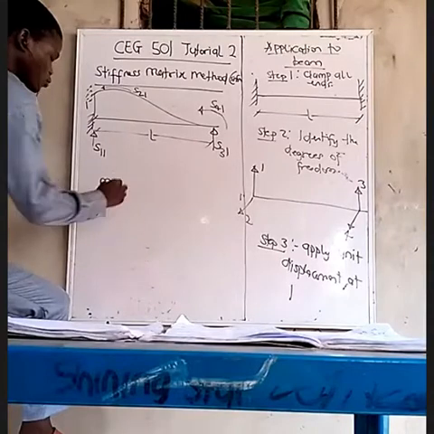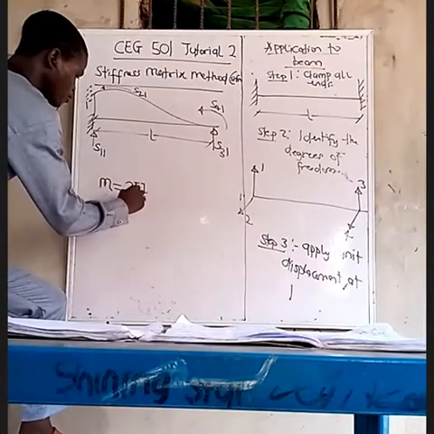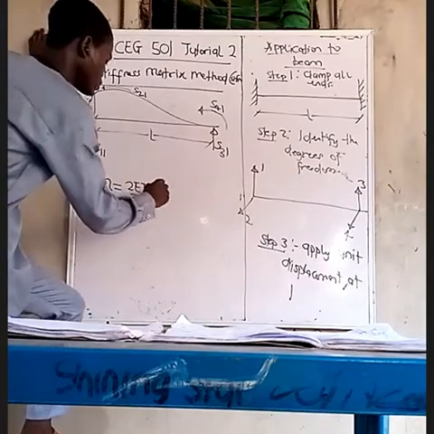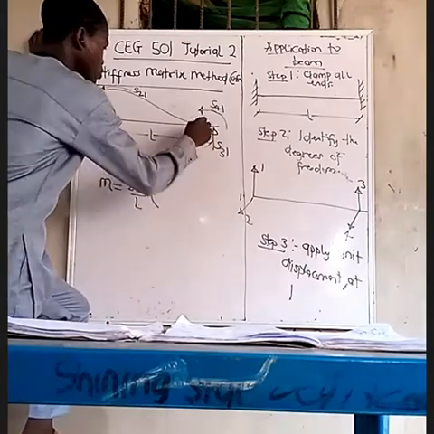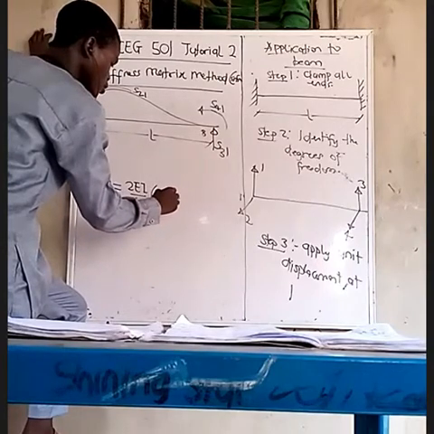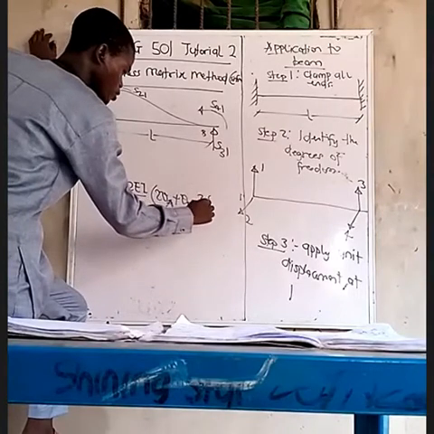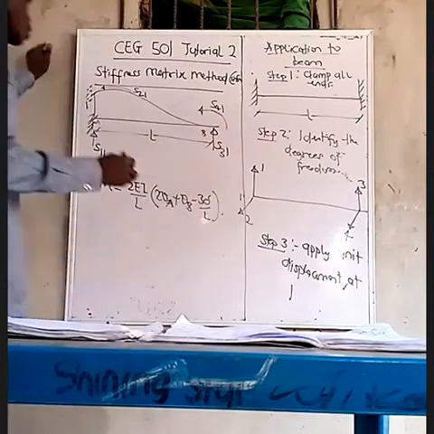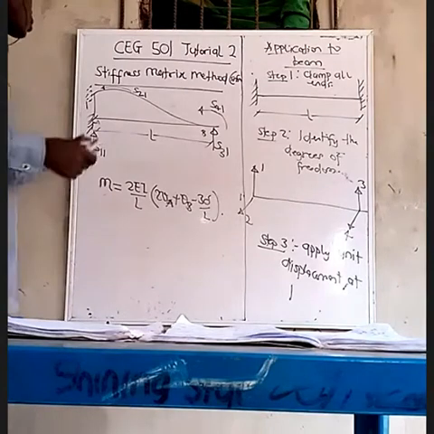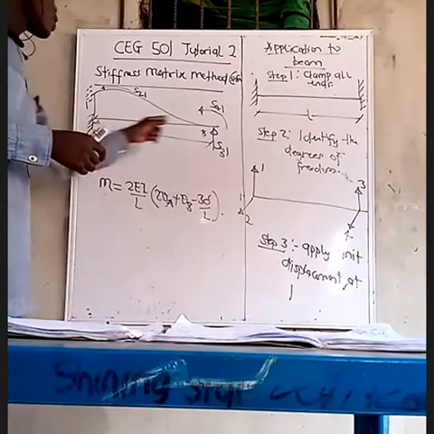So the next thing is to apply, what's that equation called again, that we used to apply in slope deflection method? 2EI over L into brackets. Let's call this A. Let's call this B. 2 theta A plus theta B minus 3 delta over L.